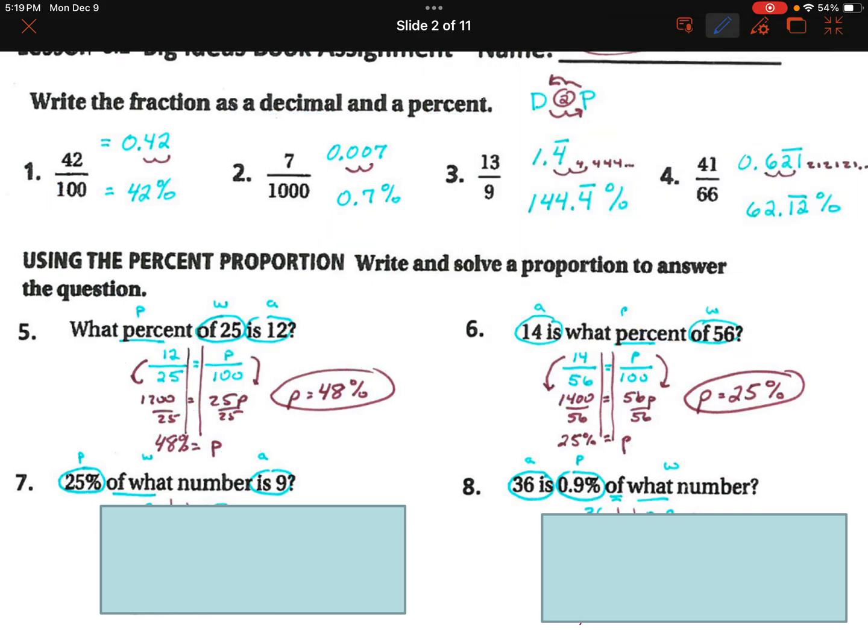I love whoever made this key. I can't take credit for making this key.